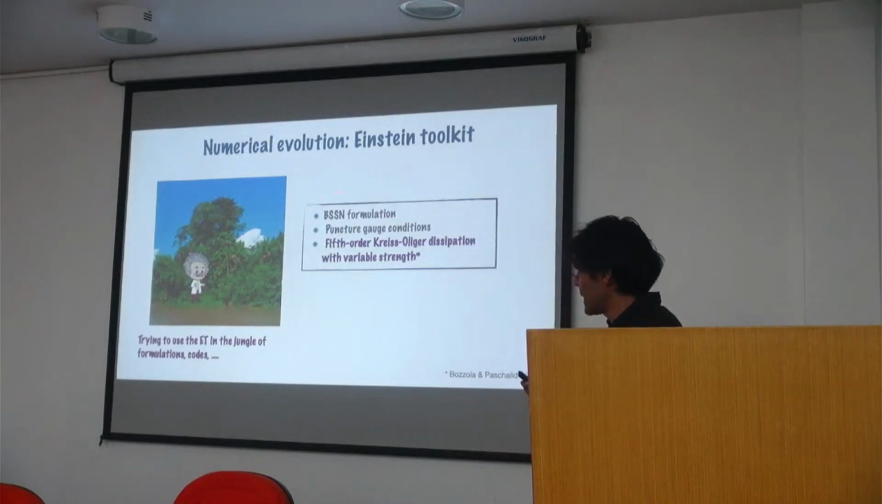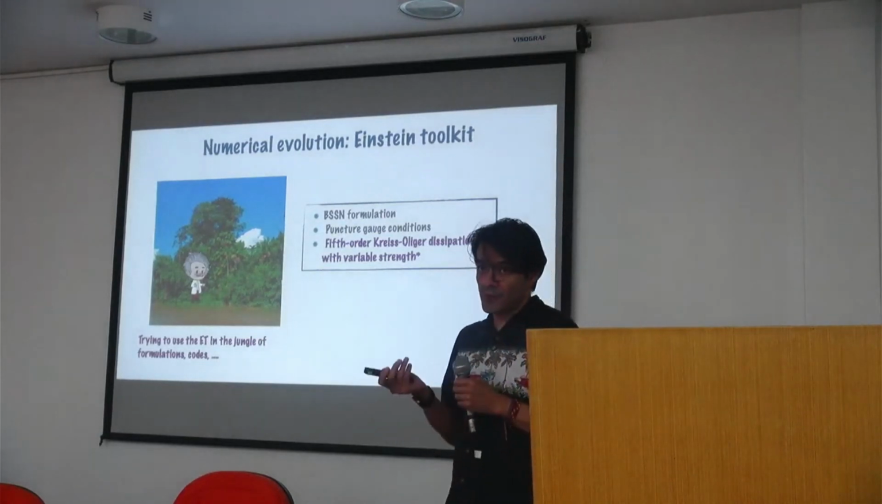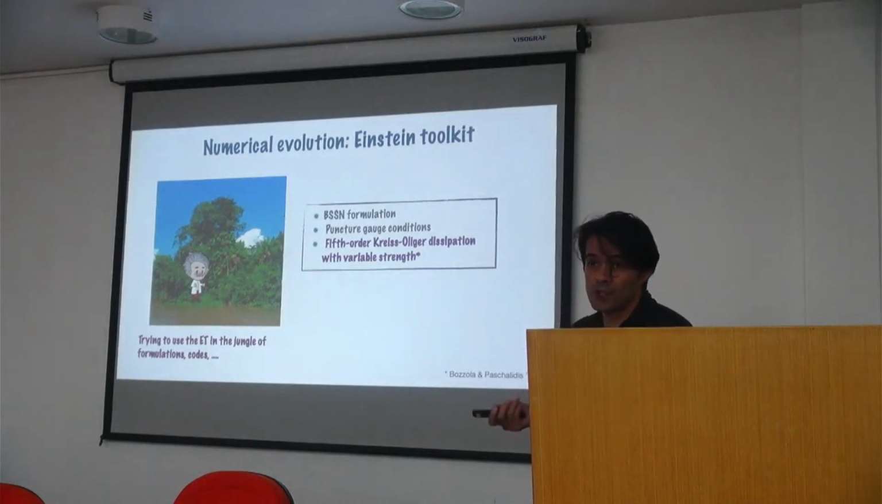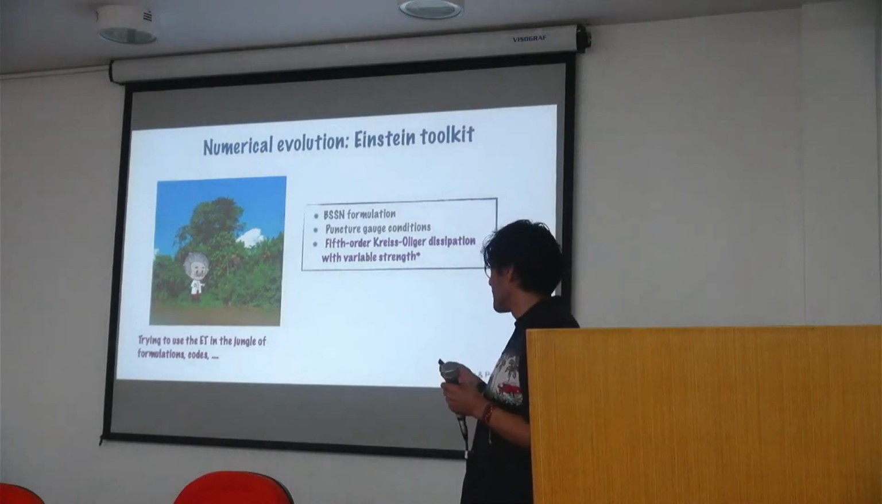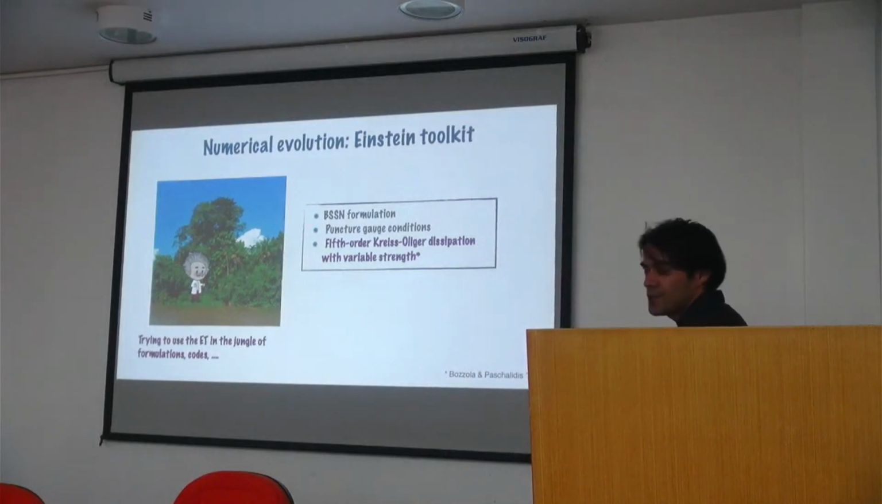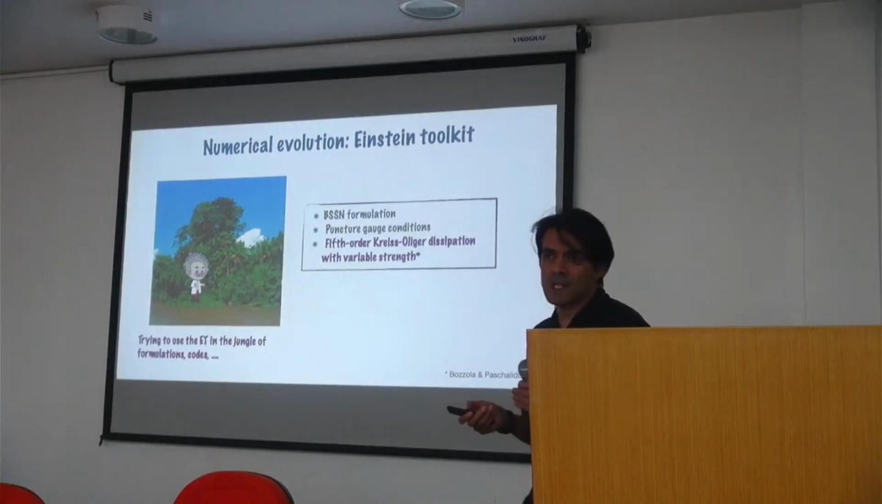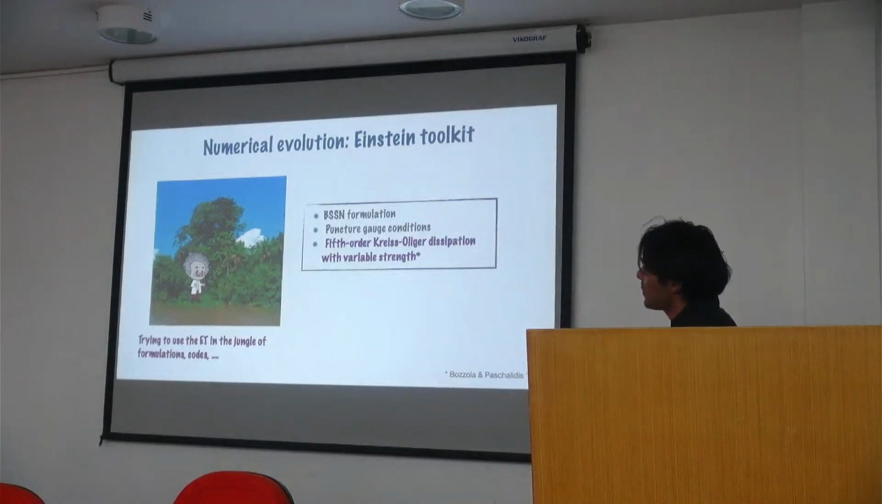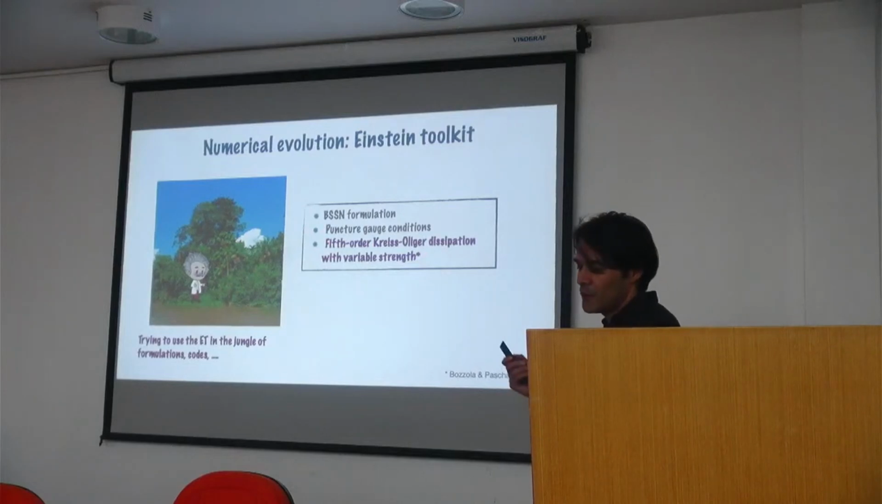We don't expect that changing the formulation, for example, the one that Uli is using, the Z4 formulation, we are going to see any difference. The reason is because we don't have shocks when we have boson stars, so BSSN is good enough. We are using the standard puncture gauge condition, meaning 1+log for the lapse and gamma driver for the shift.